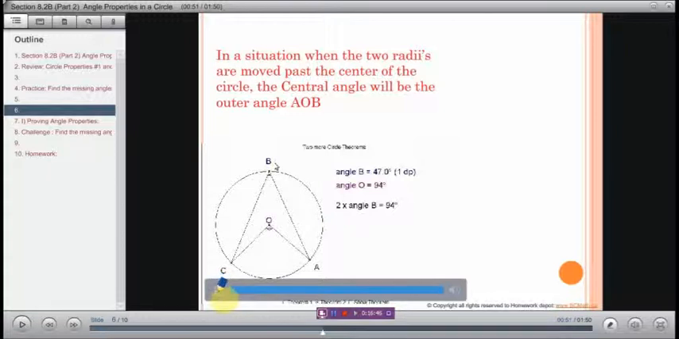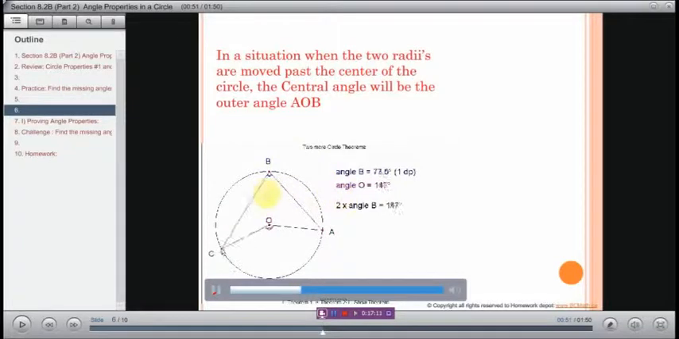If you've got a situation where this guy's going to move it around here for you. If these two radiuses move past the center of the circle, you get a weird situation. Now, notice over here. Angle B is this angle here. As it changes, so does the central angle.